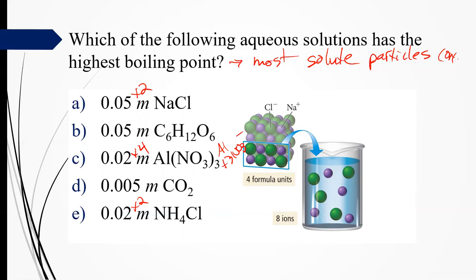And so now when we compare those concentrations, we want to find the highest boiling point, and so now we have an answer that has to be NaCl, and that's because of the Van't Hoff factor. This works the same for freezing point depression.